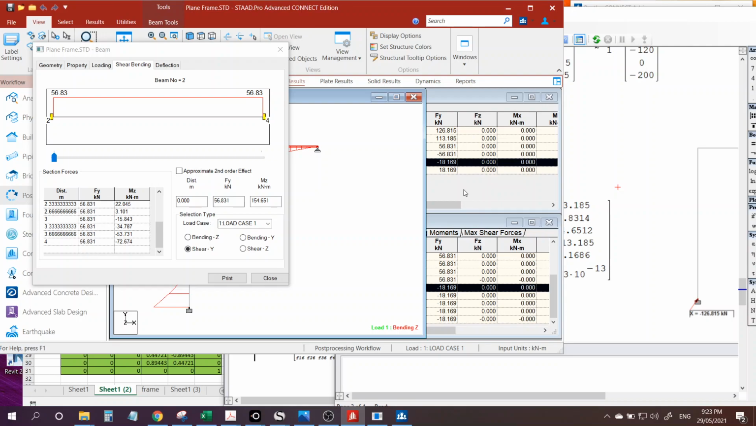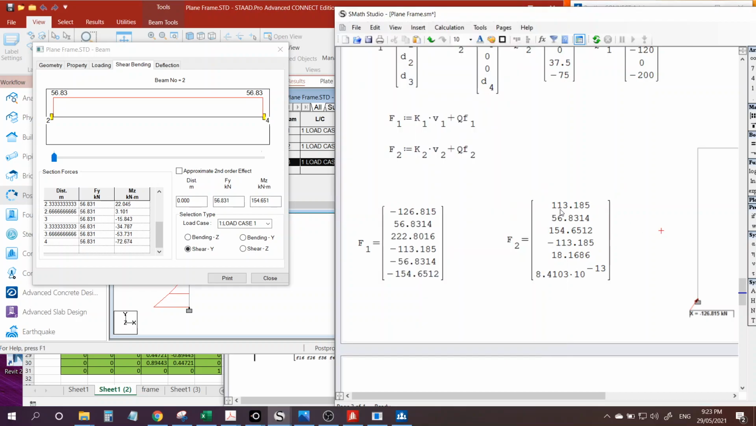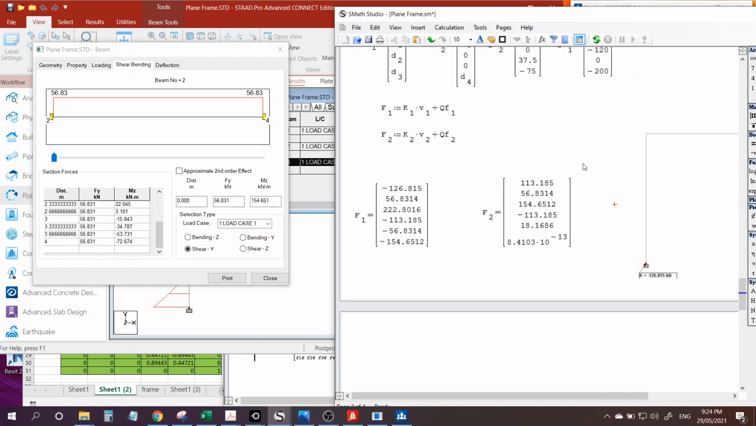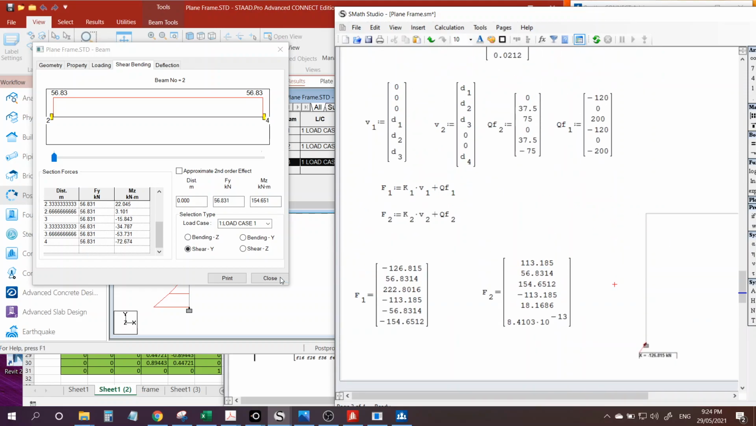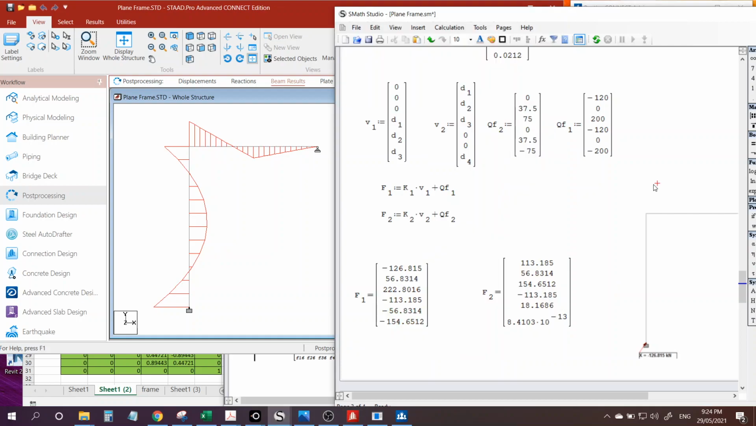this is the axial, the Fx, 113.885. Okay, so that's it. We were able to get all the axial, shear and moment in a plane frame, non-sway, using the plane frame stiffness matrix.